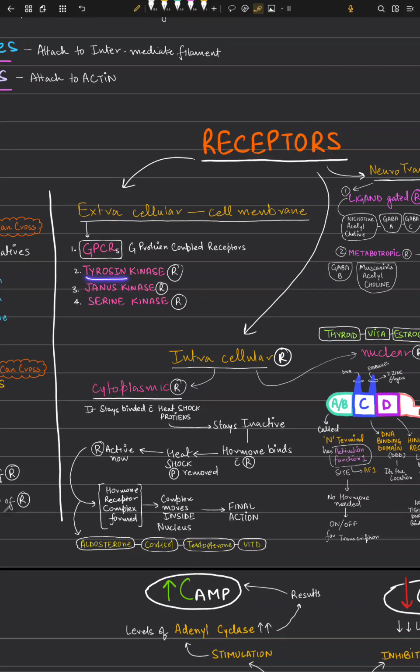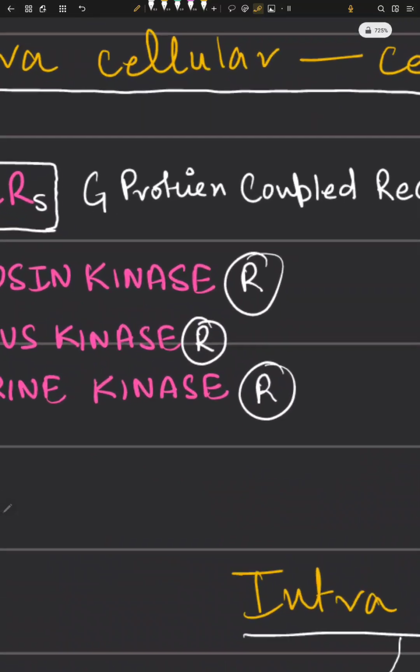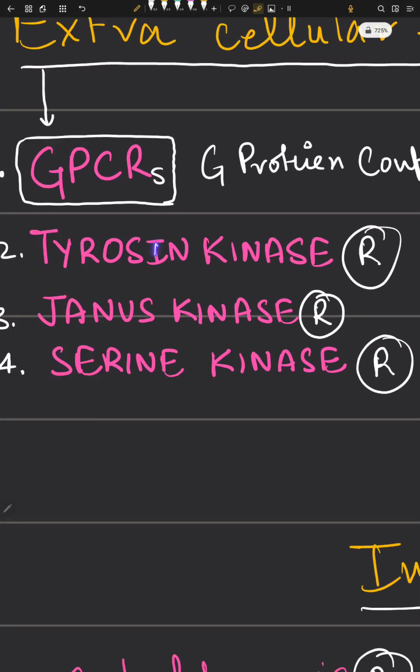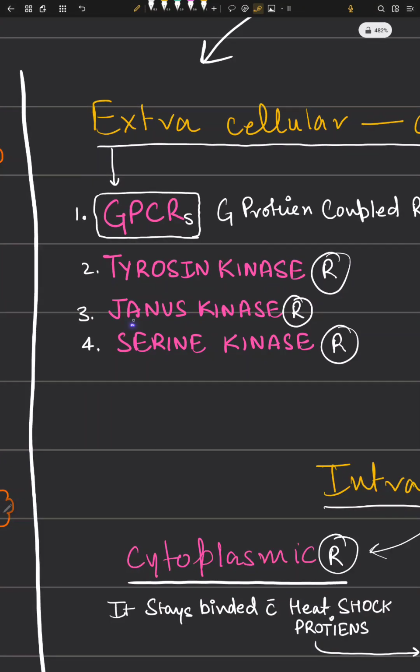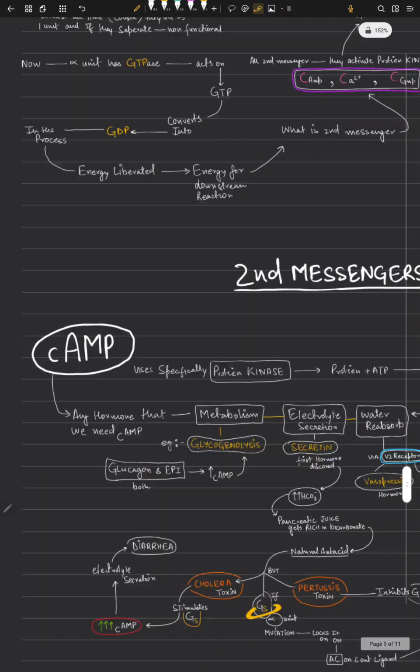Cool. Tyrosine kinase, something with insulin, because of the I. Janus kinase, beautiful name of a beautiful girl, Janus. We will talk. And serine, almost like sex. We will talk serine and sex. Okay.